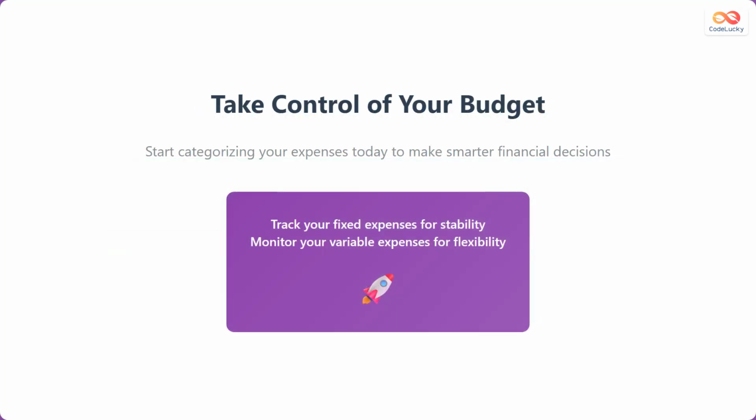Now that you understand the difference between fixed and variable expenses, it's time to put this knowledge into action. Start by tracking your fixed expenses to ensure you have a stable foundation for your budget planning. These predictable costs give you financial security and help you plan for the future. Next, monitor your variable expenses to maintain flexibility in your spending decisions. By understanding both categories, you'll be able to make informed choices about where to spend, where to save, and how to adjust your budget based on your financial goals. Take control of your financial future by mastering these fundamental budgeting concepts.